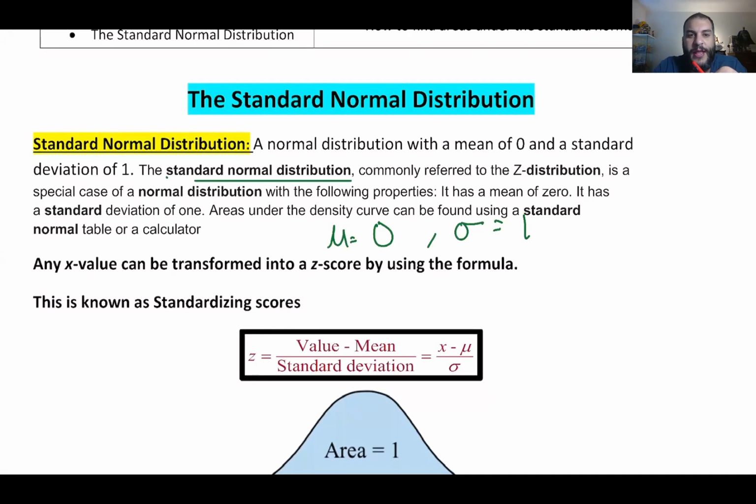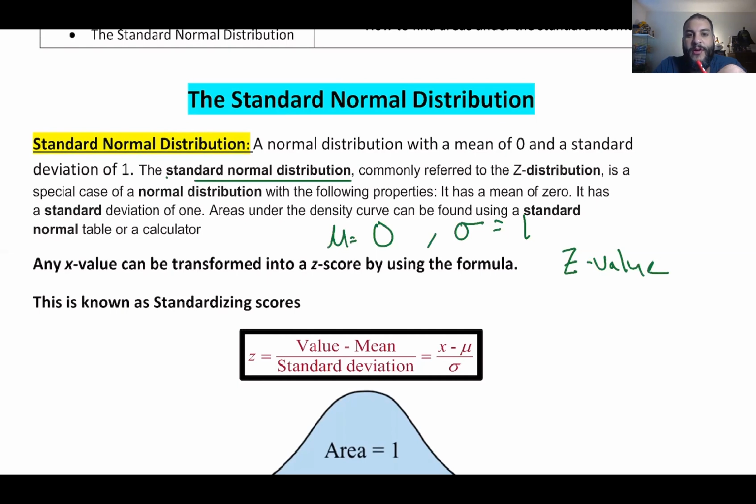Usually the way that you know you have the standard normal distribution is if you have the z-value. So if you have the z-value, you should automatically know that your mean is 0 and your standard deviation is 1. If I tell you z is equal to 5, you should automatically know, since we have the z-value, the mean is 0 and the standard deviation is 1.